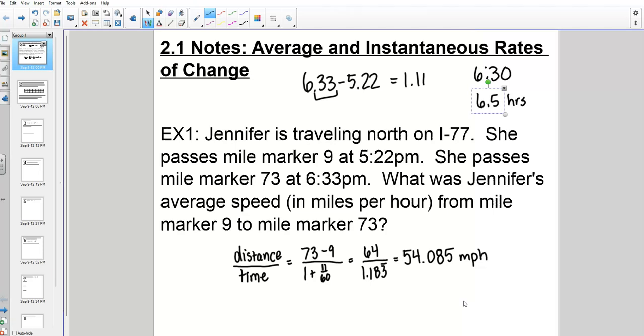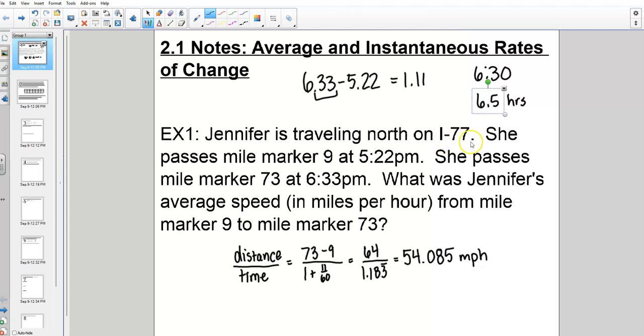Jennifer is traveling north on I-77. She passes mile marker 9. Where's she at if she's at mile marker 9? She's in Charlotte. She passes mile marker 73 at 6:33. Where's she at when she's at 73? Getting pretty close to Elkin, right? 82 is Jonesville, 83 is your exit over to 21, 85 is Elkin. I think 73 is where you get on 421, but I might be off on that one. But you're getting pretty close to Elkin.